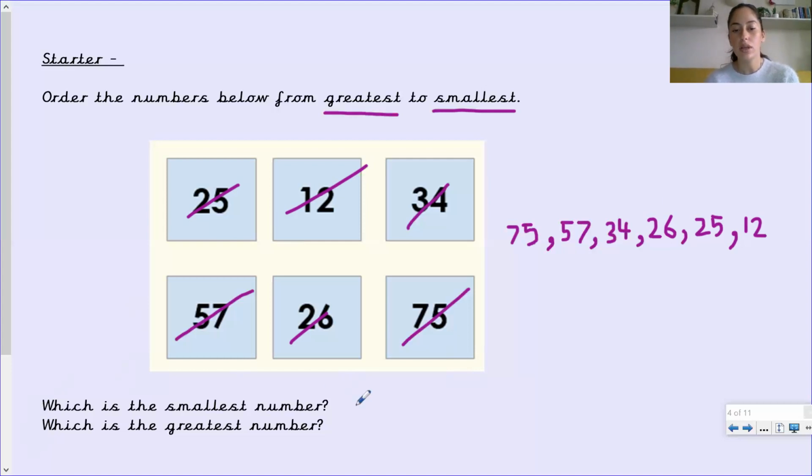Okay, which is the smallest number? Well, the smallest number is 12 because in the tens column, it has the smallest number out of all of the other numbers. It has a 1 in its tens column, whereas all the other ones have a greater number in their tens column. Which is the greatest number? The greatest number is 75 because it has 7 in its tens column, which is higher than all of the other numbers that are in the tens columns.